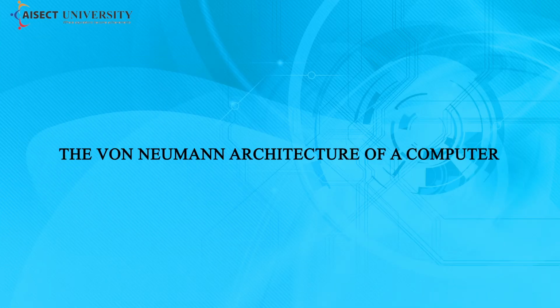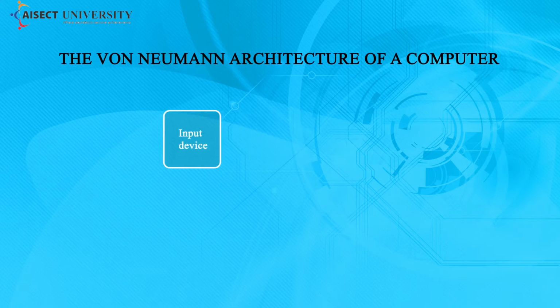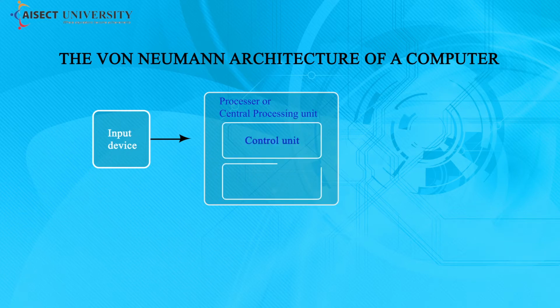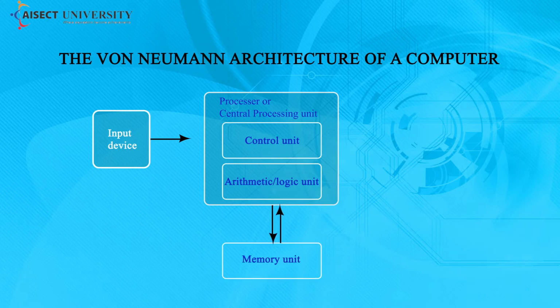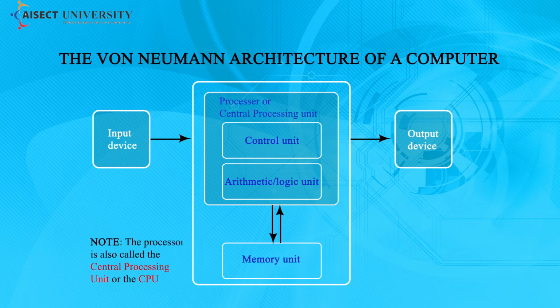The von Neumann basic architecture consists of input devices and a processor, which is divided into a control unit and an arithmetic and logic unit. It is connected with the main memory, and after that it produces the output. But the instruction is fetched from the memory, so how is the instruction executed? This is actually called the execution cycle of an instruction.